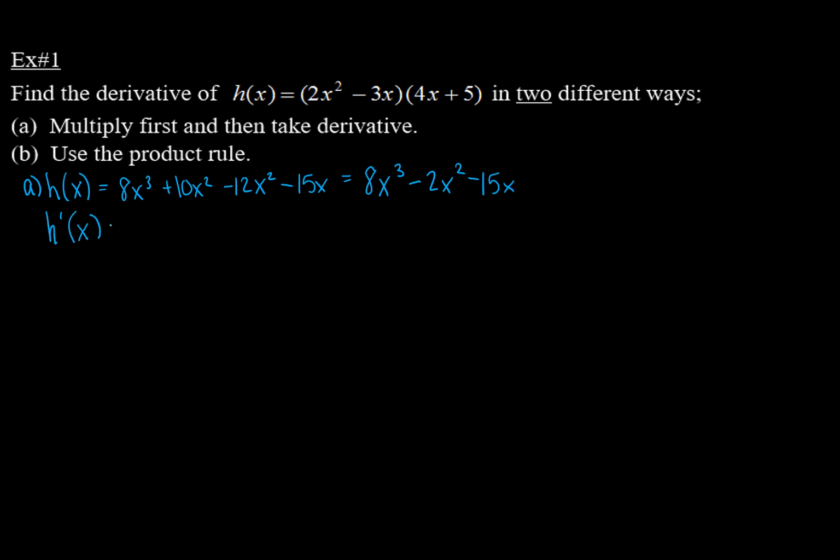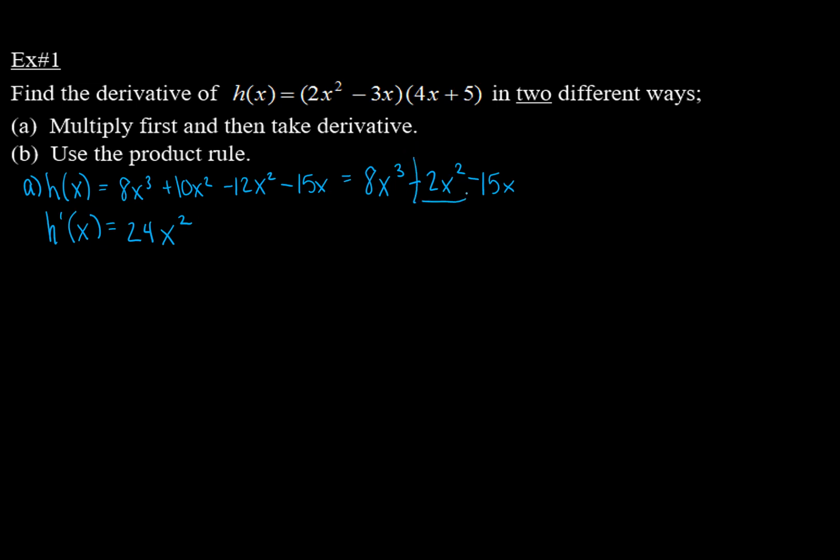And if I want to take the derivative of that function, I'm just going to do it one term at a time. So for 8x cubed, I'm going to take the 3 times 8, which gives me 24. I'm going to leave the x alone and reduce the power of 3 by 1. So I get 24x squared.